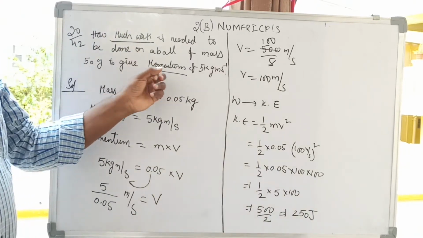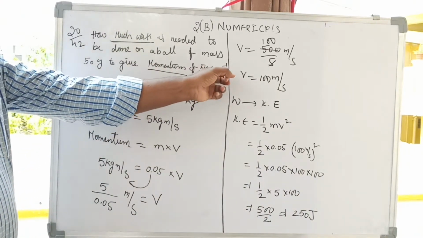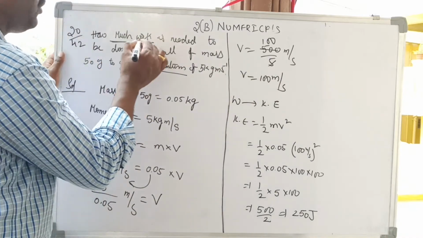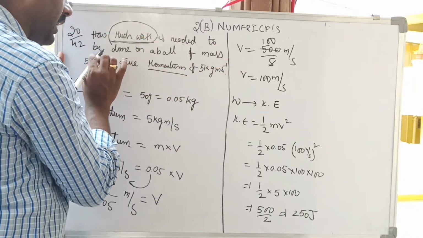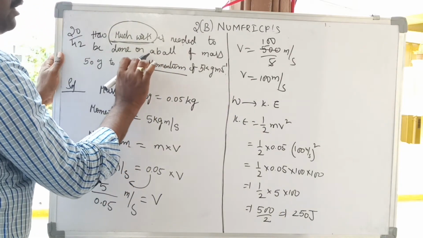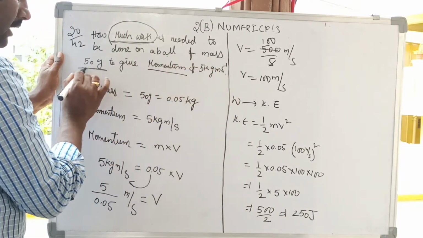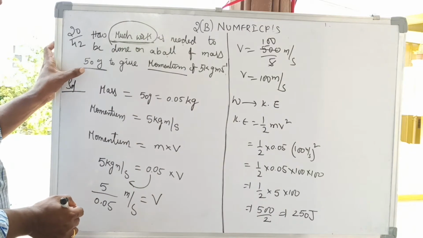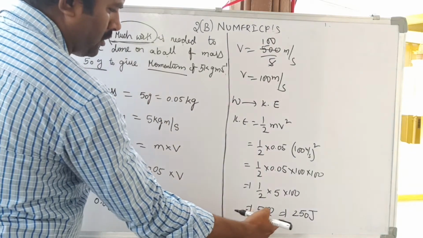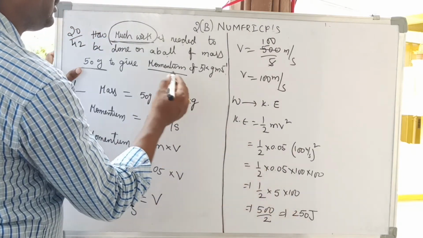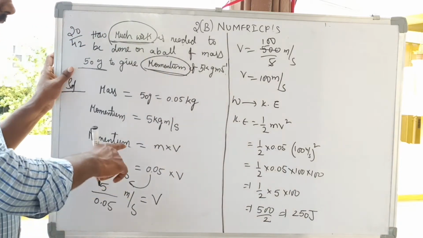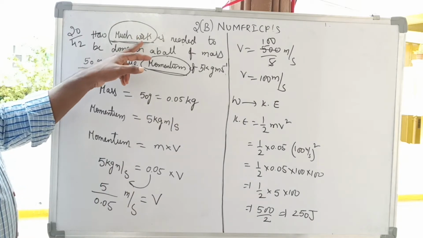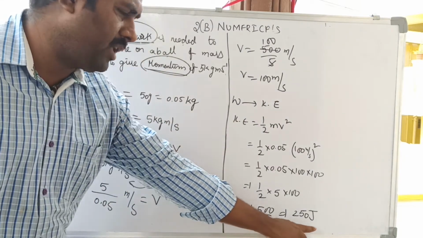So the momentum of the ball is 5 kg meter per second. He is asking how much work is needed to be done on a ball of mass 50 grams. So for a 50 gram ball, how much work should be done on that ball so that it gives a momentum of 5 kg meter per second. So they asked for how much work. This is the work done, 250 joules.